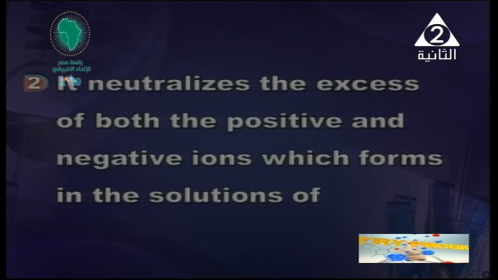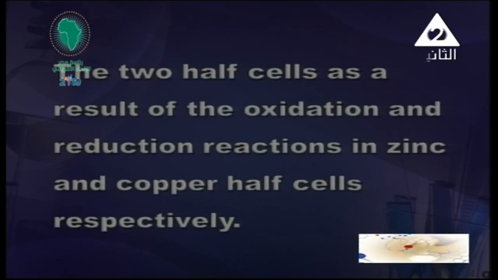Again, if you exchange the salt bridge solution, like sodium sulfate, sodium chloride, or potassium chloride, with an active solution that reacts with the solutions of the two half cells, what will happen? It will form a white precipitate: Ba2+ plus SO4 2- gives BaSO4 in the ionic equation. BaSO4 is a white precipitate, insoluble in water and in hydrochloric acid. Attention please. The salt bridge neutralizes the excess of both positive and negative ions that form in the two half cells as a result of the oxidation and reduction reactions in the zinc and copper half cells respectively.